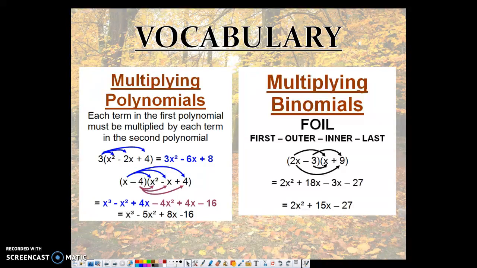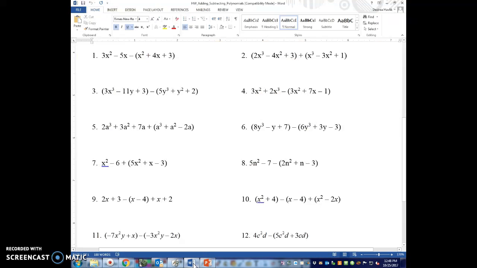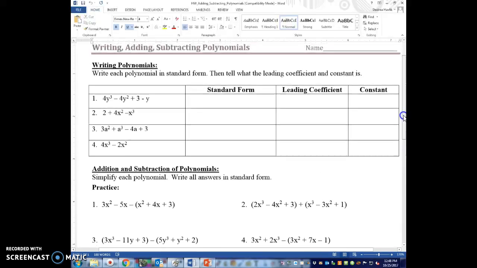Multiplying polynomials. We're going to get to that later on, but pretty much what it is, everything has to multiply by everything. So you have to do it to where everything touches everything. Multiplying binomials, same thing. Everything touches everything. All right, so let's look at your worksheet. We're going to take a couple little notes first and then go on to the lesson.